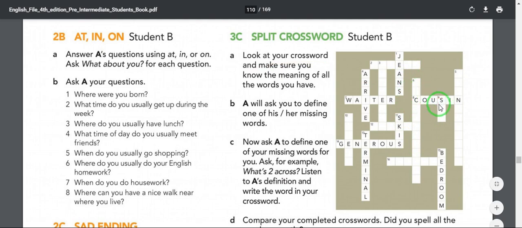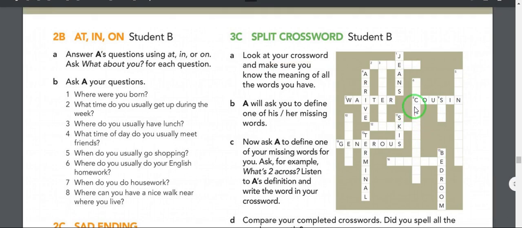Your task is to write the definitions of all the words, and then we'll do the crossword.